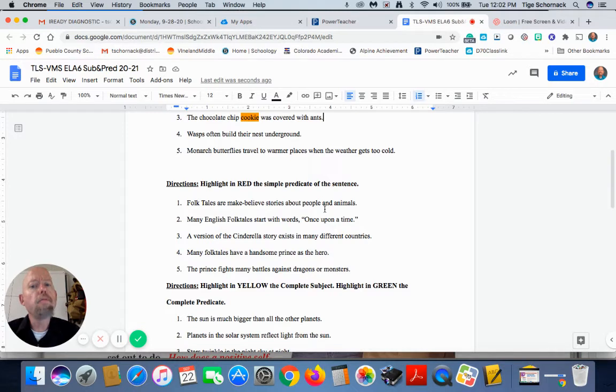Second one, highlight in red the simple predicate of the sentence. As we know, the simple predicate is the verb, or it is the verb phrase. Because remember, you can have a helping verb with your simple verb. Remember, the simple verb could be an action verb, or it could be a state of being, an existing, a linking verb. So, again, each one of these is worth 1 point. And let's do number 1 together.